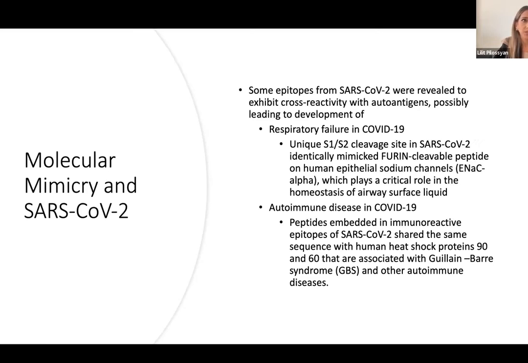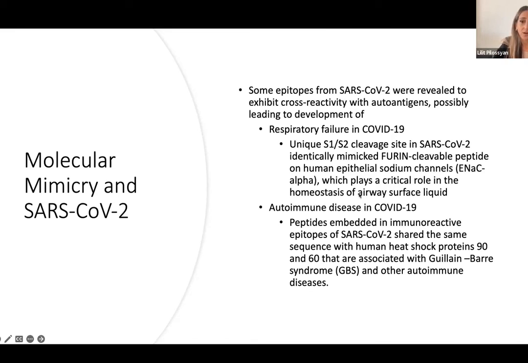For example, in patients who develop respiratory failure in COVID, the unique S1, S2 cleavage site of the SARS-CoV-2 virus is identical to the furin cleavable peptide of sodium channels, which play a critical role in homeostasis of airway surface fluid. So what happens is we develop these antibodies against COVID at the cleavage site, but given how similar the antigens look, these antibodies also attack self-antigens on these sodium channels, and maybe that induces a whole slew of inflammation, causing the respiratory failure we see in COVID.